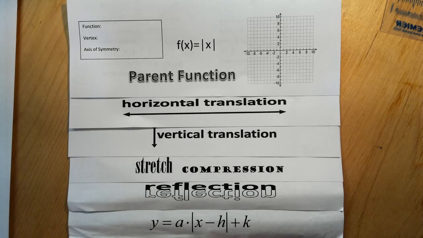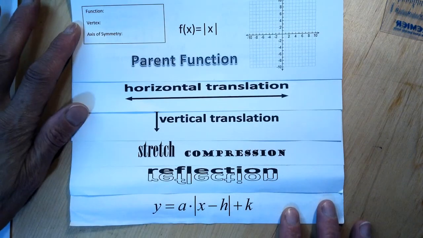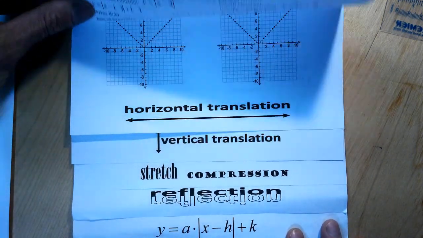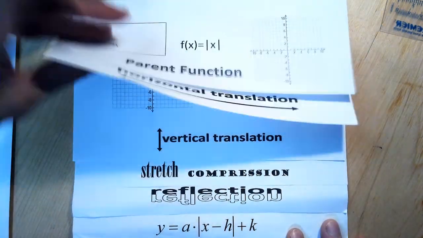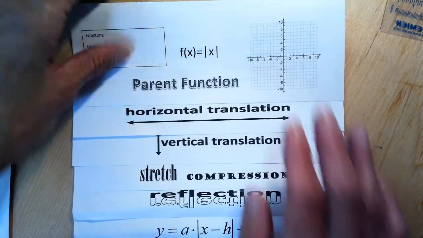In this video, we're going to be working on the parent function of absolute value, and we're going to look at different translations and what those equations would look like. So we're going to make a foldable that when we fold it is going to end up looking like this, so that when we open it up, we can see the different information that's in there.